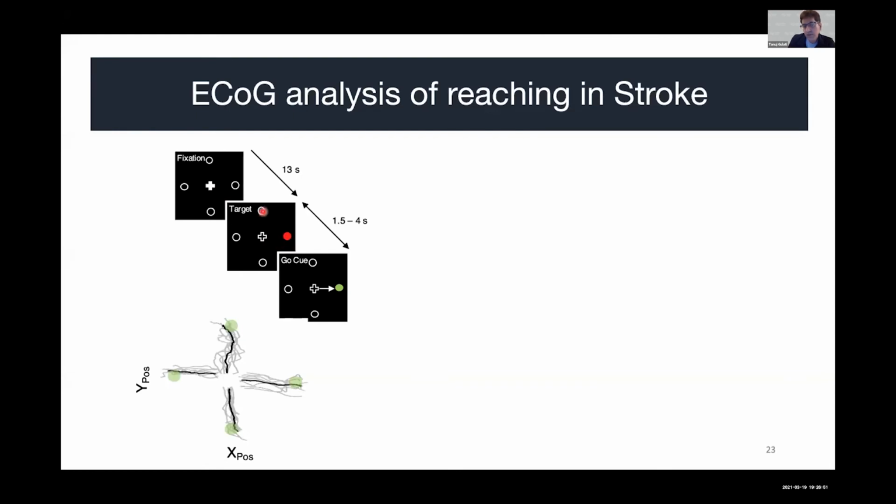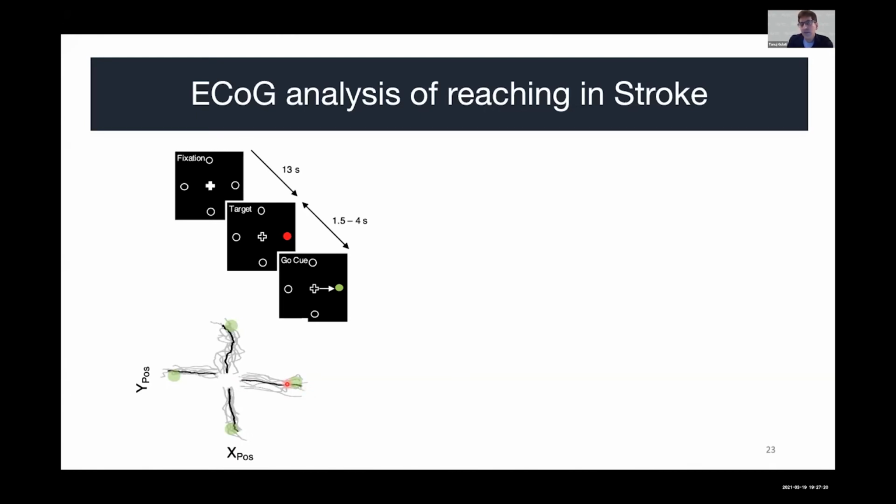And then one of the 4 directions, a red light came on. And after a variable amount of delay, it turned to green when he had to initiate his movement. Another point to note here is that this is not skilled reaching. He just had to make his arm go from center to outside. And these are his trajectories to the 4 different targets. We made him do this with both his affected hand and unaffected arm.